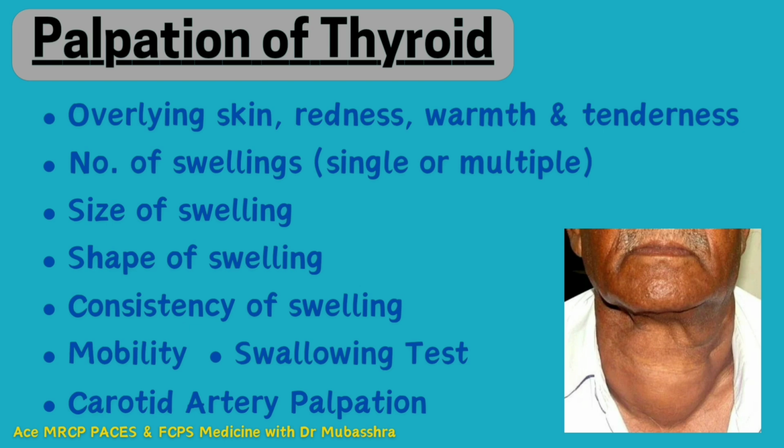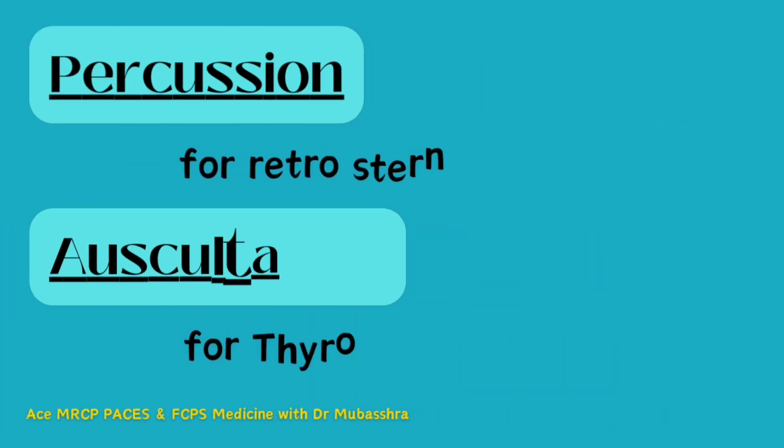And carotid artery palpation, you will palpate the carotid arteries one by one, because in thyroid carcinoma there is invasion of the carotid artery by the tumor and the carotid artery may not be palpable. For palpation of thyroid, you will ask the patient to slightly flex the neck, because it will be easy for you to palpate. Then comes percussion.